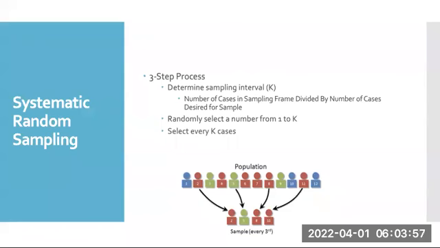The next type of sampling is called systematic random sampling. In this type of sampling, you compute the necessary sampling interval, which is determined by dividing the number of cases in the sampling frame or population by the number of cases needed for the sample.